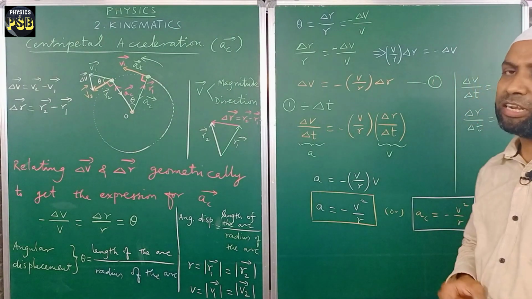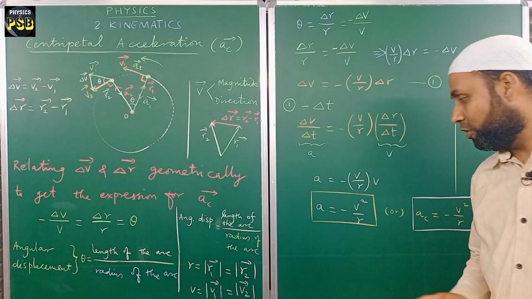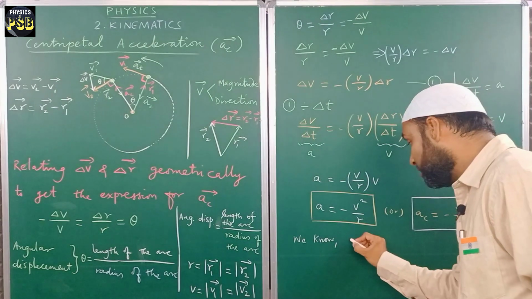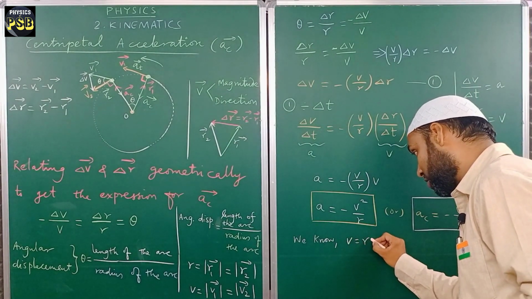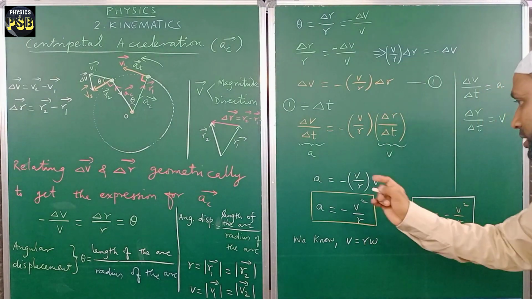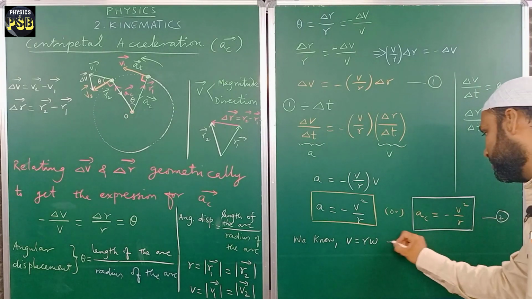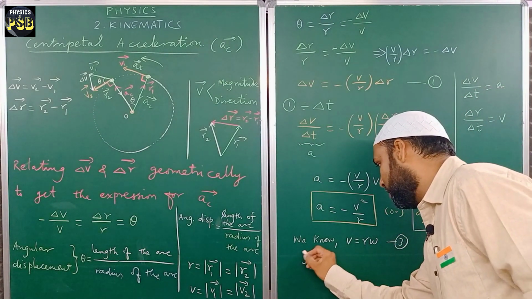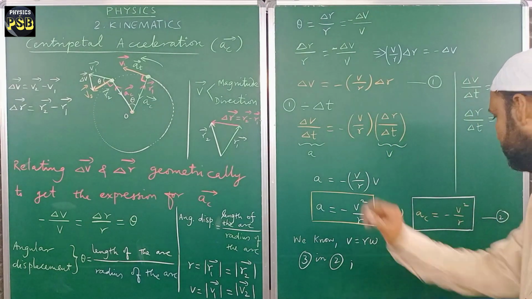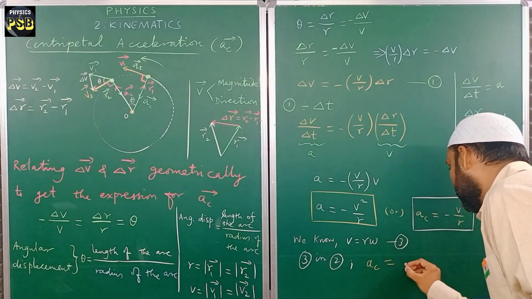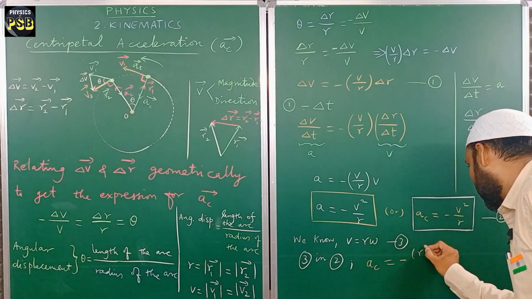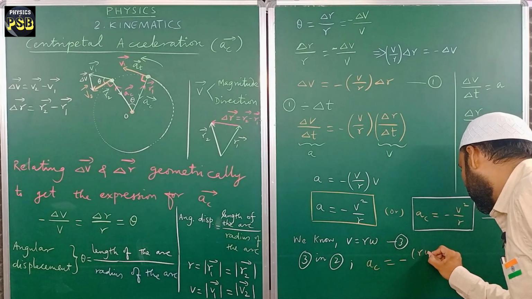Here this final expression can be related with the angular velocity. We know the relation between linear velocity and angular velocity is v equals r omega. Suppose I take the previous expression as equation number 2 and this as equation number 3. So I substitute 3 in 2. So what will I get if I do so? a_c is minus v square upon r. In the place of v, I write r omega whole square.